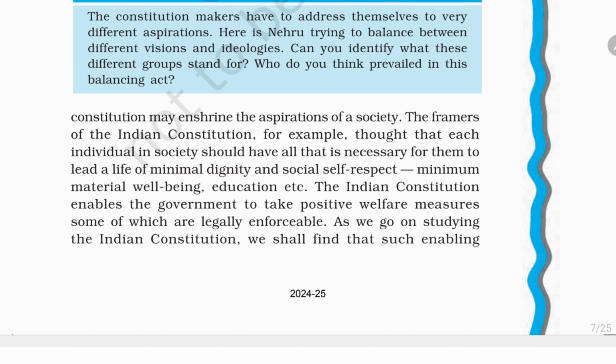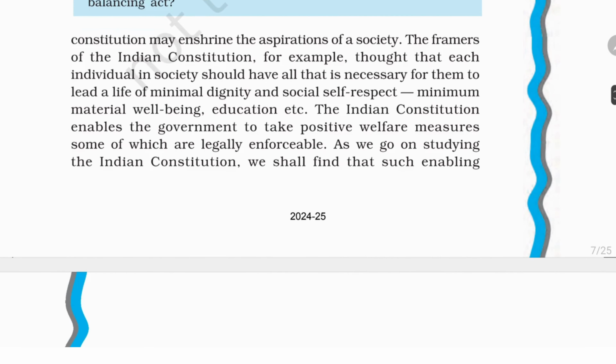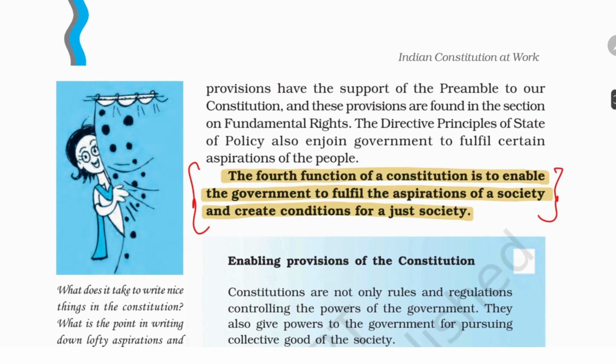As we go on studying the Indian constitution, we shall find that such enabling provisions have the support of the preamble to our constitution, and these provisions are found in the section on fundamental rights. The directive principles of state policy also enjoin the government to fulfill certain aspirations of the people. The fourth function of the constitution is to enable the government to fulfill the aspirations of a society and create conditions for a just society.